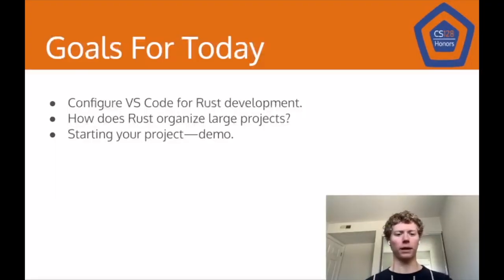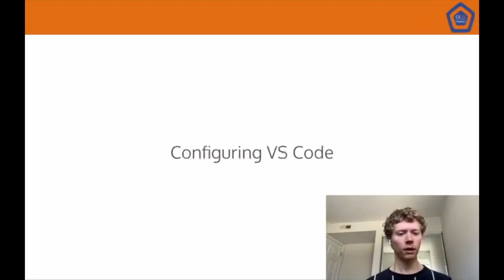I'm going to start out by talking about how to configure VS Code for Rust development, and how to organize larger projects in Rust with multiple files and things like that. And while I go, I'm going to be showing you a demo, walking through making a small sample project. So first, we're going to start out by configuring VS Code.